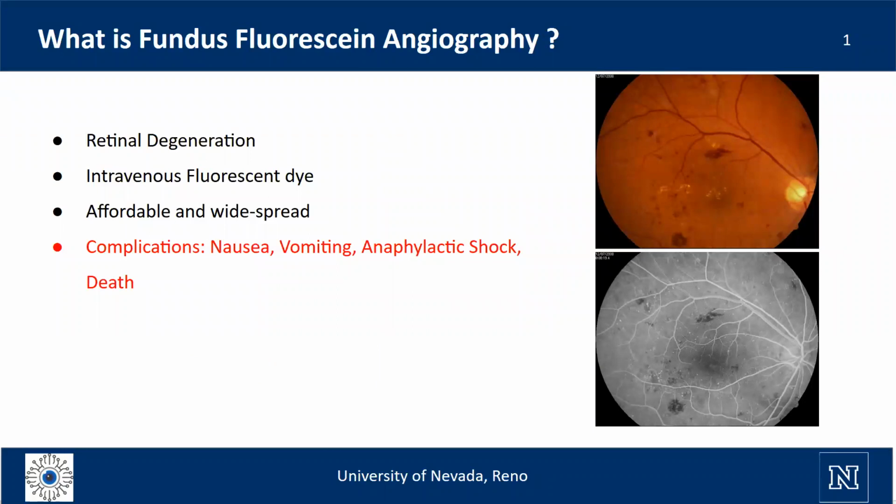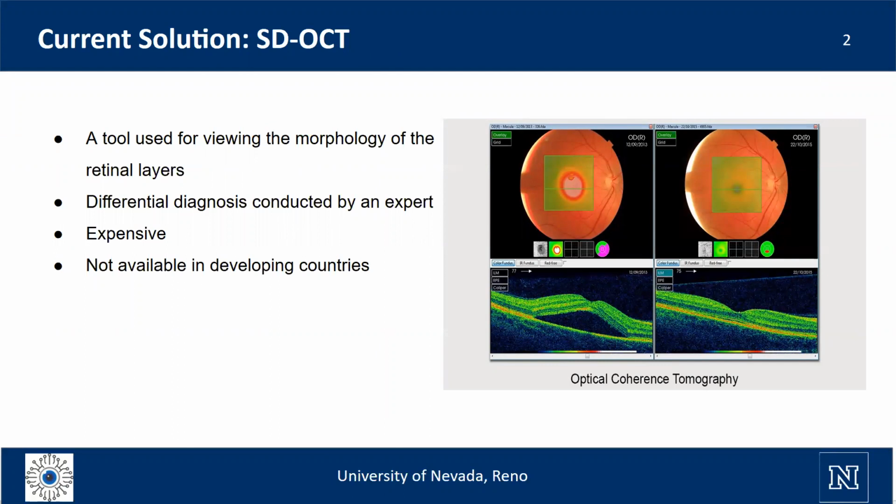Though the procedure is widespread and affordable, there are certain risks involved. Frequent side effects can range from nausea, vomiting, anaphylactic shock, heart attack, and even death. The only alternative to this is optical coherence tomography, or OCT. It is a technique which uses low coherence light to understand morphological information of the retinal subspace. But the differential diagnosis is still dependent on expert ophthalmologists. The problem with this technique is that it isn't easily available in developing countries and the device is really expensive.